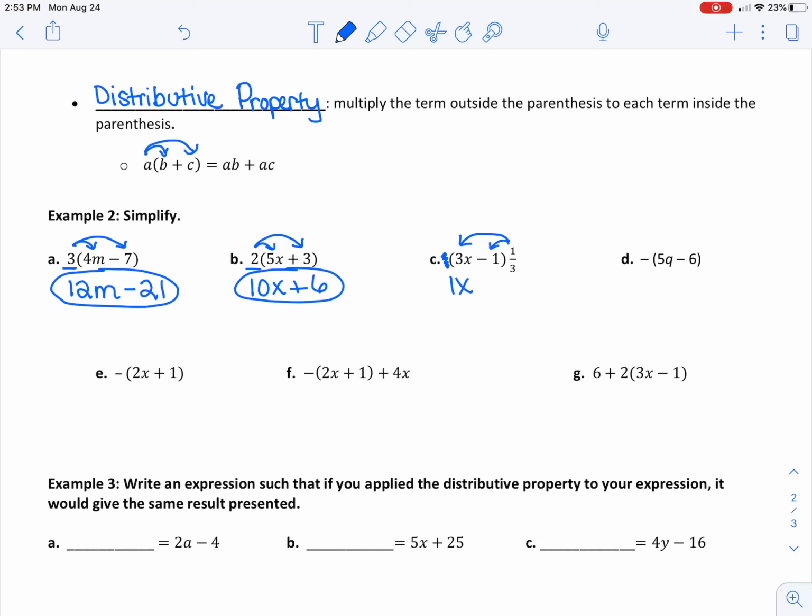Okay, then I'm going to take that 1/3 times a negative 1. And anything times 1 is itself, so I'm going to get the negative 1/3. And honestly, I'm going to rewrite this because you technically don't need that 1 out front. So it's really just x minus 1/3. If you had 1x minus 1/3, I would not count that wrong.